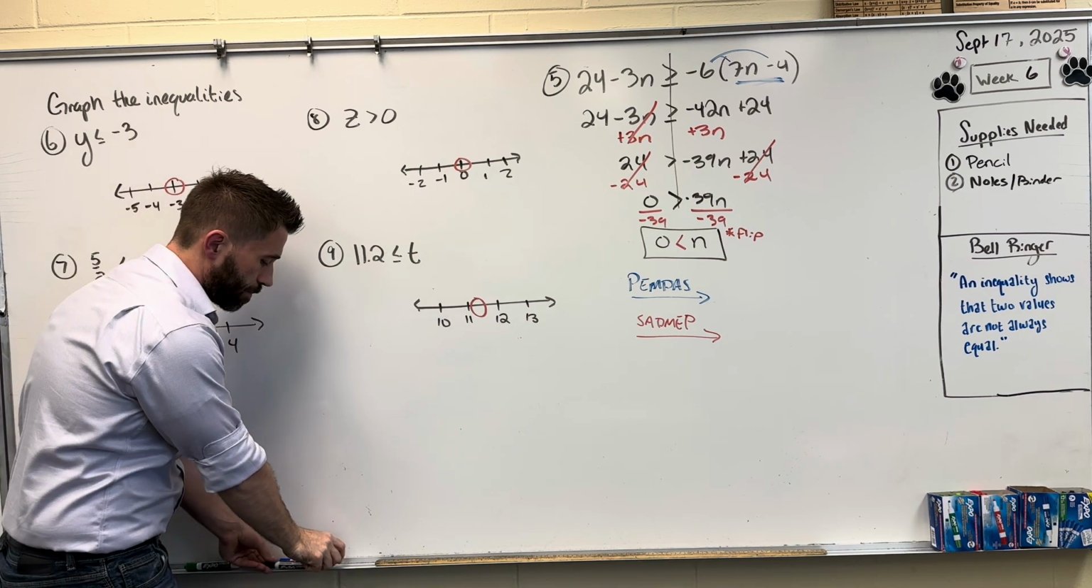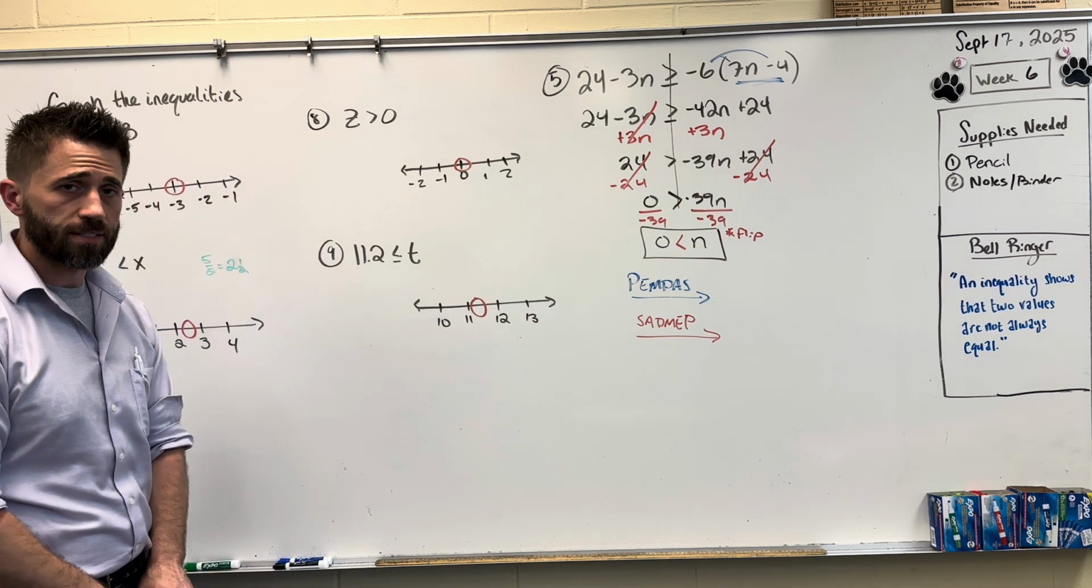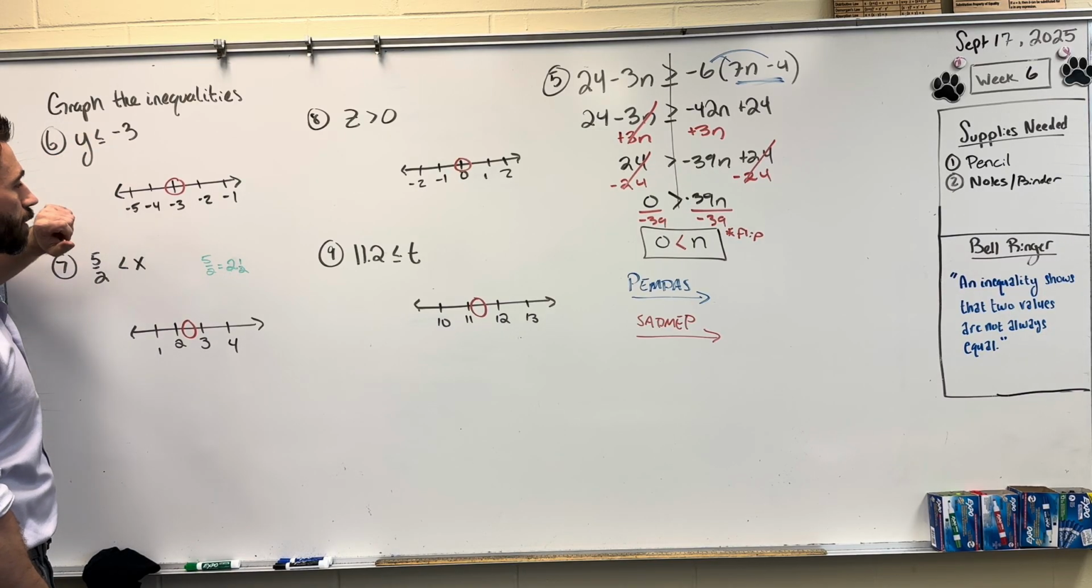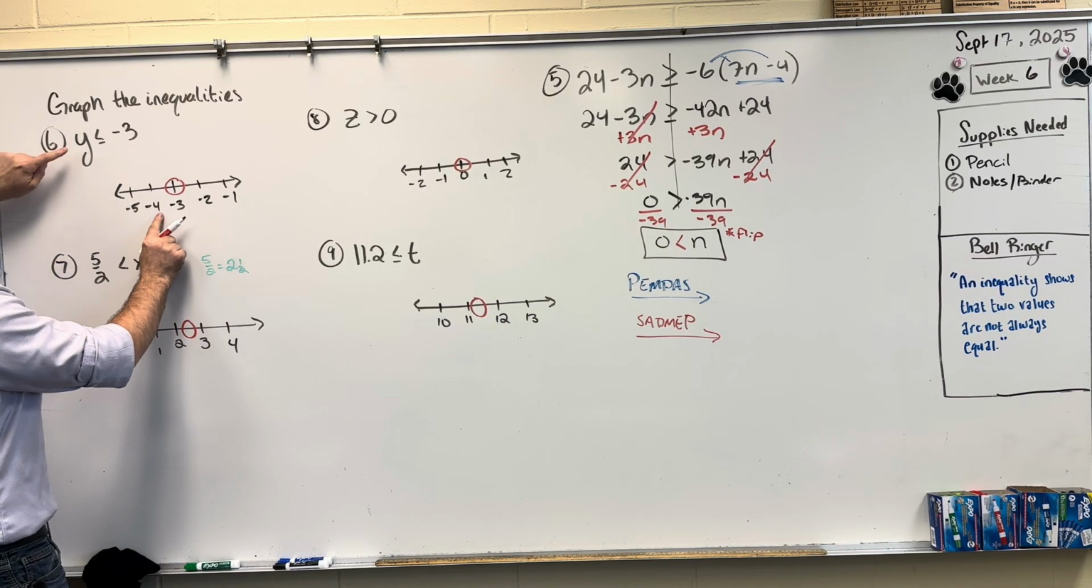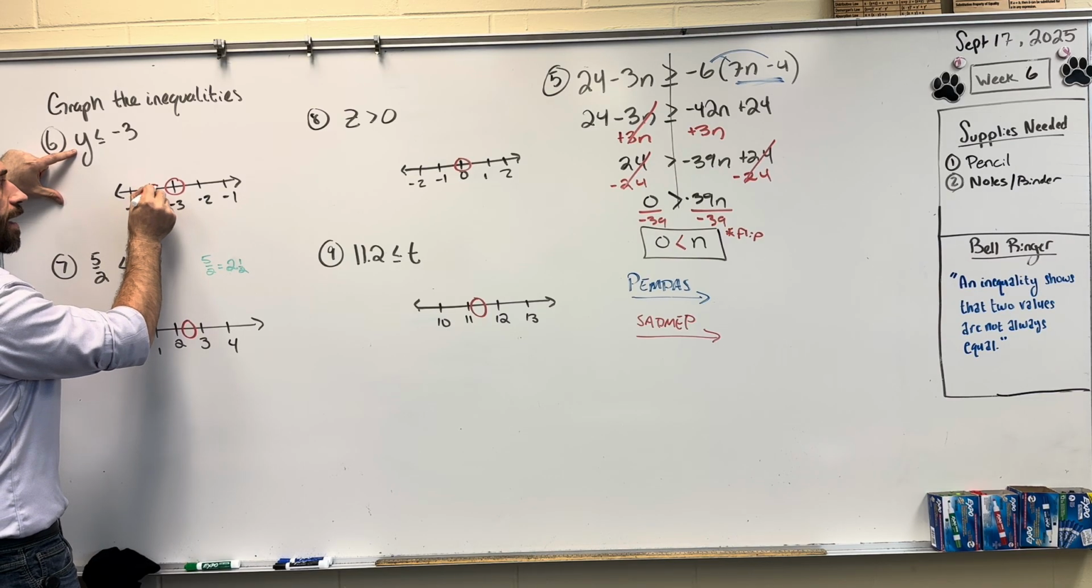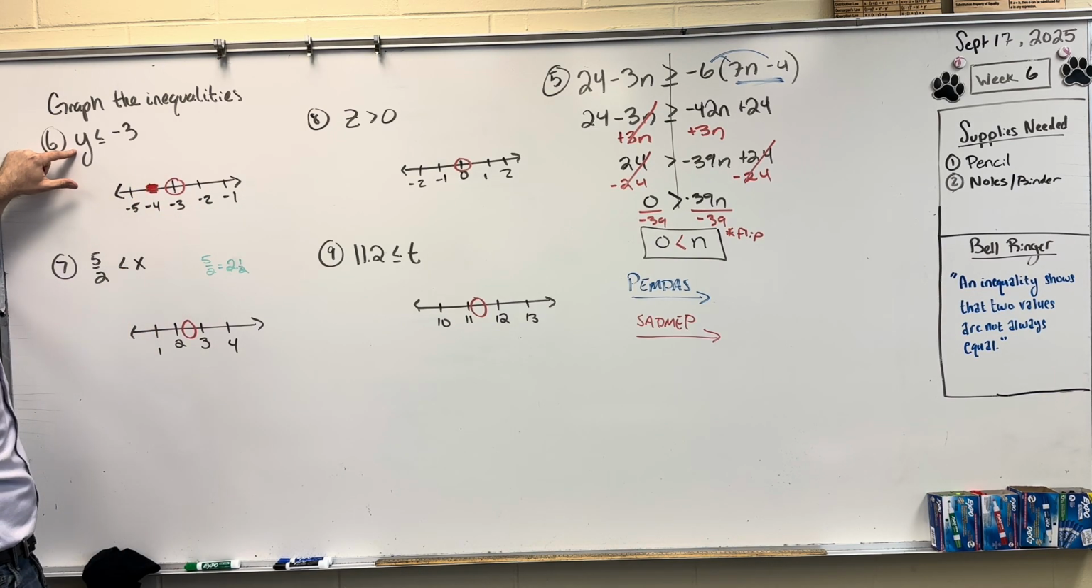And now the easy part, I just test to see what actually works out. So on the first one, I want numbers that are less than or equal to negative 3. So I'm going to try things. Is negative 4 less than or equal to negative 3? Yes, so I'm going to include that as part of my answer set. I'm going to shade it in.